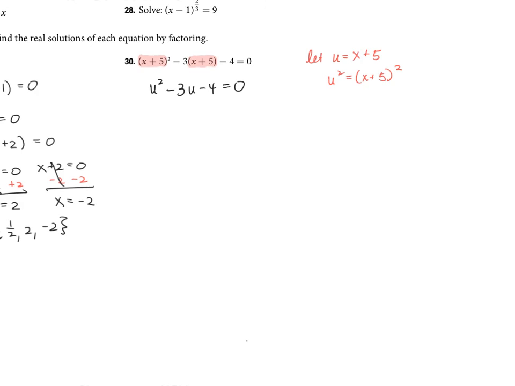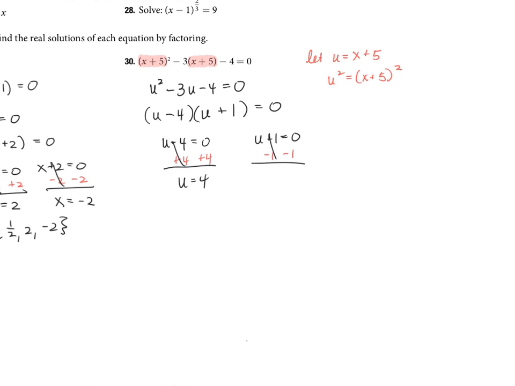So this one looks like it will factor. So for u, what multiplies to get negative 4 and adds to get negative 3? Well, let's try negative 4 and positive 1. So that will multiply to get negative 4 and add to get negative 3. So that works. So now I have u minus 4 equals 0, or u plus 1 equals 0. So add 4 to both sides here. So that's going to give me u equals 4. I want to subtract 1 from both sides here. So that's going to give me u equals negative 1.